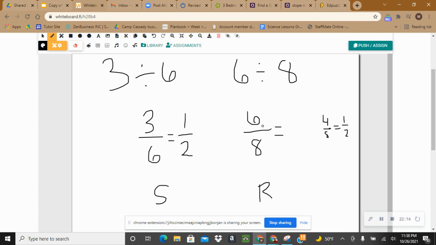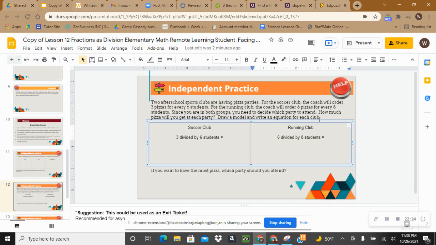So if I were choosing, I would choose the running club because this is going to be greater than 1/2 when this one was exactly 1/2. All right. So I'm going to the running club because that is going to give me a bigger portion of pizza. So this one's going to be 3/6, and this one is going to be 6/8. All right. So that's all you do for that one.